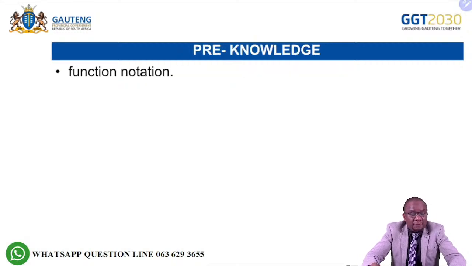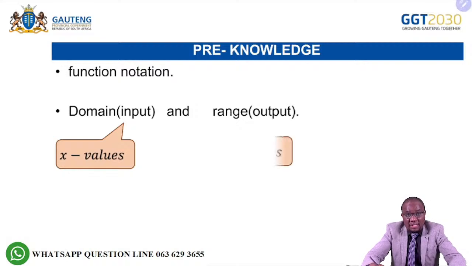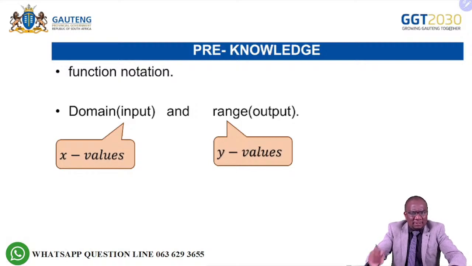Okay, pre-knowledge: we've done function notation, and also domain, the input values, and range, the output values. The domain is the x values, the range is the y values. Remember that, okay? Function notation, let me remind you.